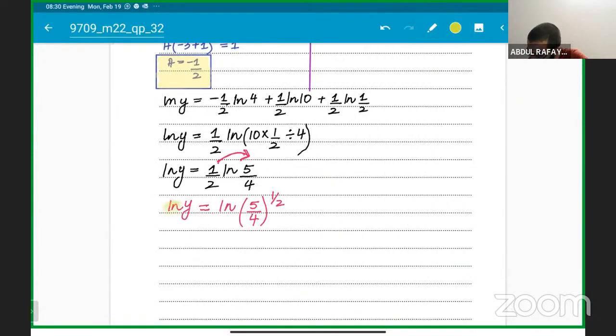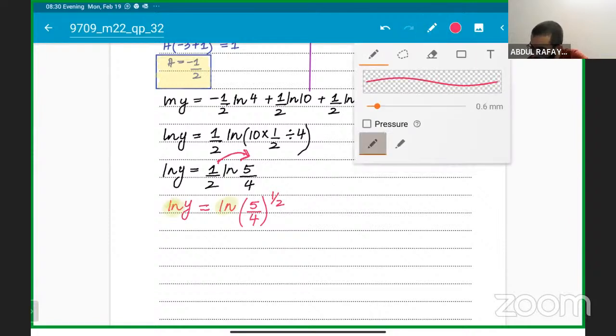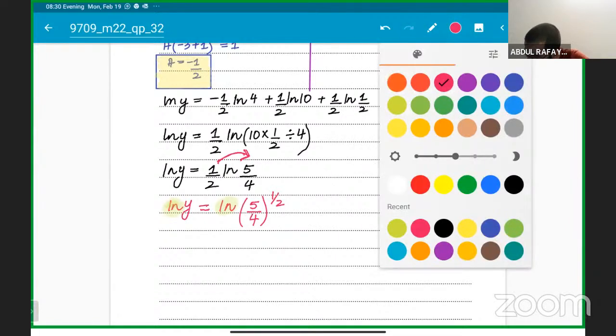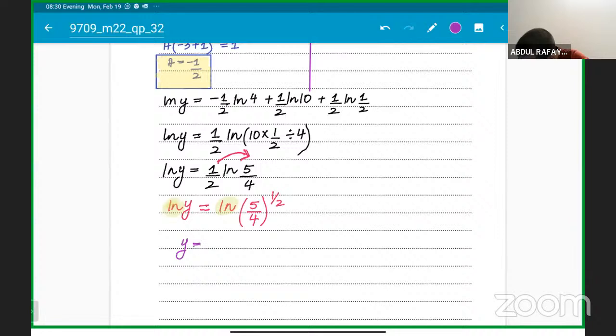I think it should be correct. ln cancels out. So y is equal to, everyone following, y is equal to the square root. You have to give the answer in the exact form. So square root of 5 over 4. You can do it like this as well: square root of 5 over 2.